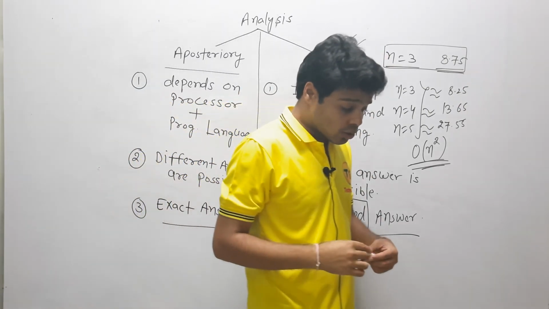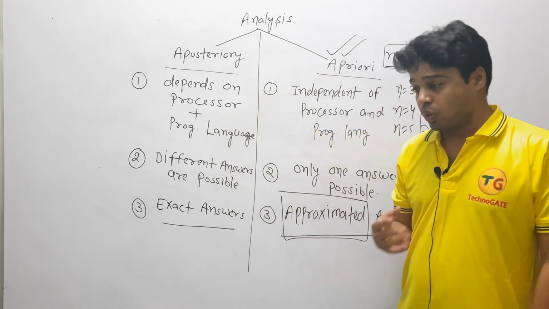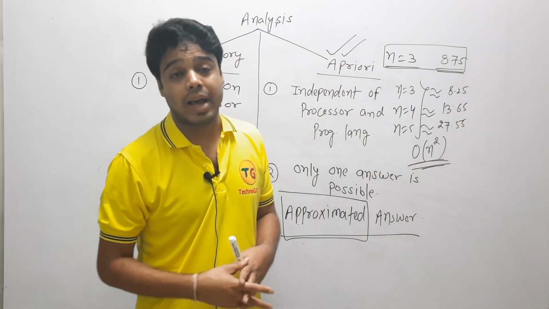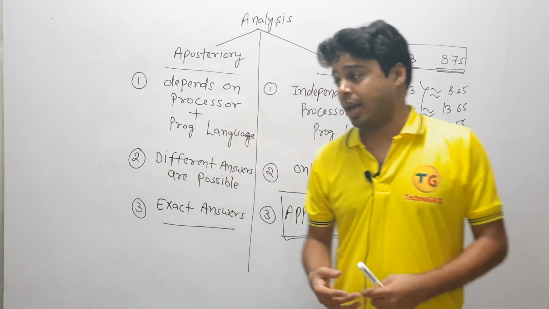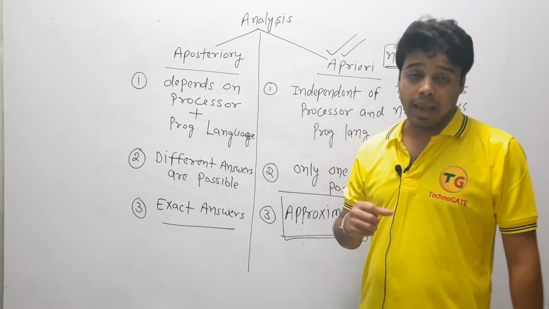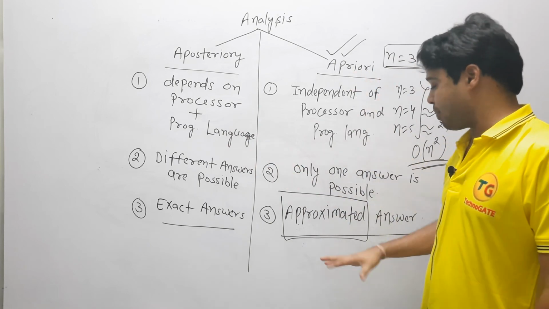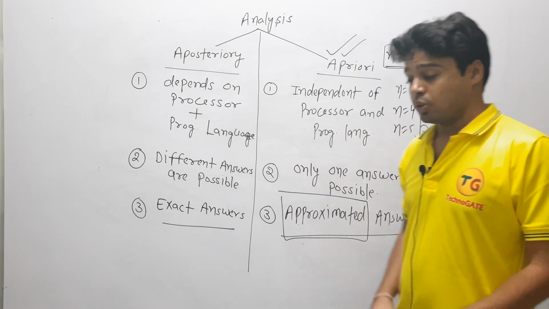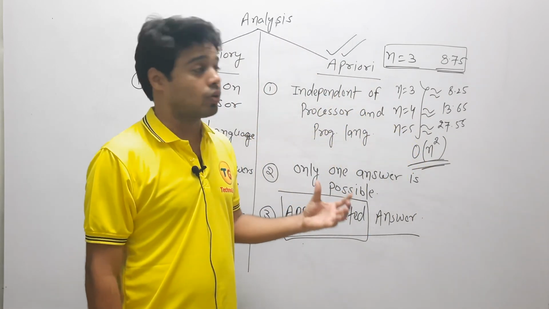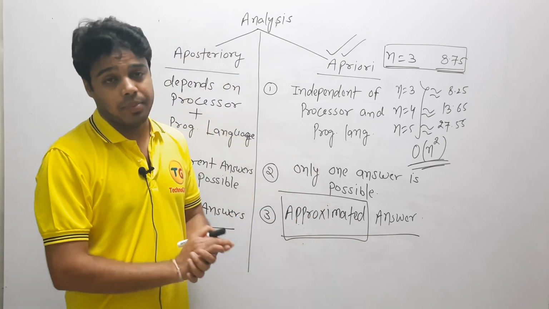Next is how to decide the time complexity of a program: how much time it will take, whether in the order of linear time, n square time, cubic time, or exponential time. We will discuss through programs and examples how to decide the time complexity. There are two types of analysis, a posteriori and a priori, and we are using approximated analysis. In the next upcoming lecture we will discuss how to get the time. Okay, thank you everyone.